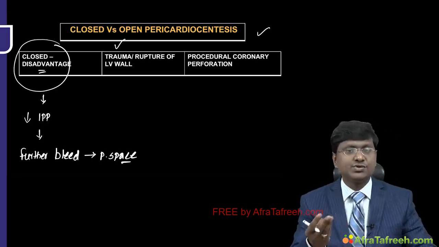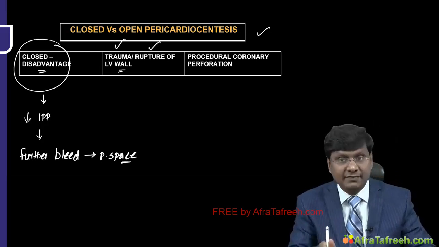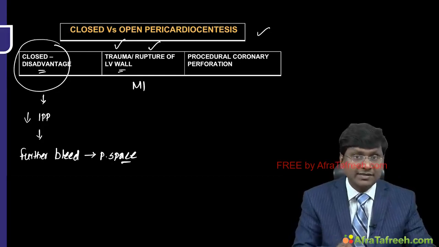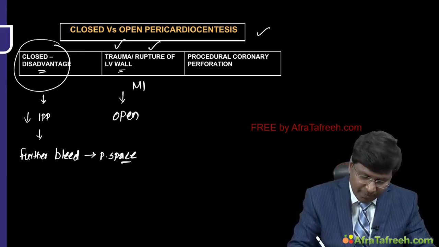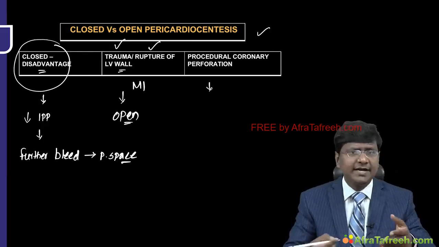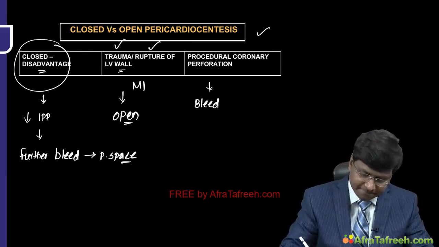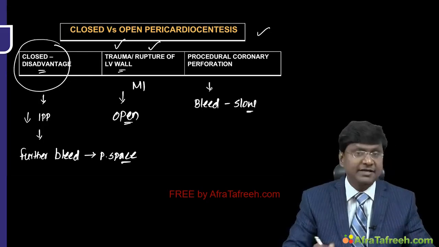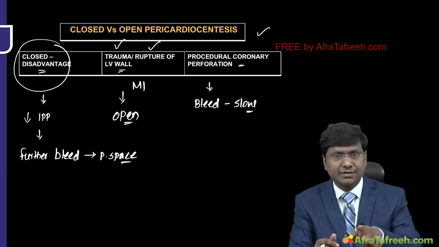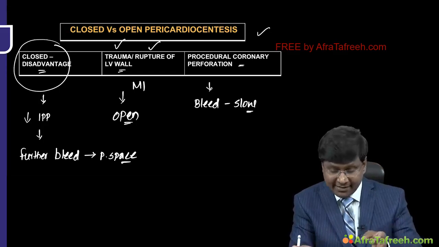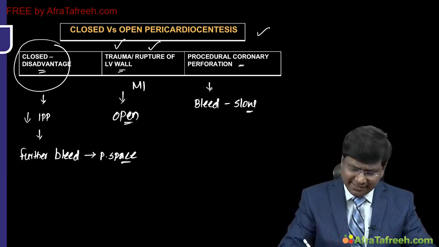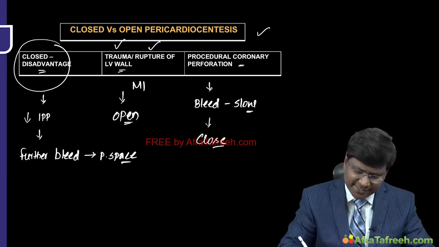So that is the reason why in cases of trauma or in cases of rupture of the LV wall, where can you have the rupture of the LV wall, right? That is in cases of MI. In these scenarios, you need to plan for the open pericardiocentesis rather than the closed pericardiocentesis. Okay, not only that, if the bleeding is slower, where can you have the bleeding being slower? Like when you are doing a coronary artery procedure and there is a procedural coronary perforation, then there can be a slow accumulation of fluid into the pericardial space. In this case, then go ahead with the closed pericardiocentesis itself.